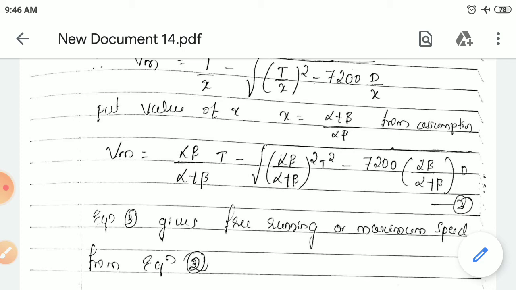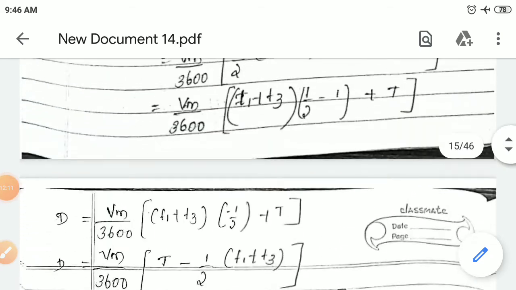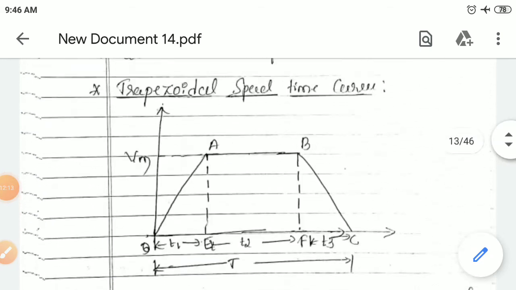Okay, so in the next video we'll discuss another type of speed time curve. Wait a minute, I think you understood, right?